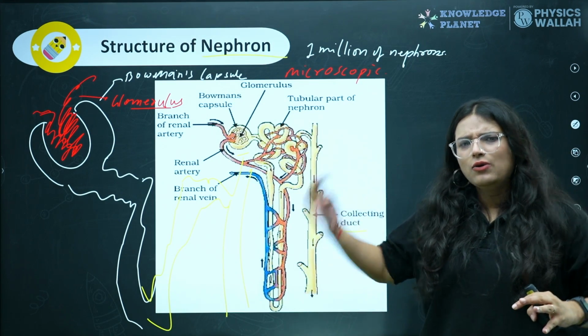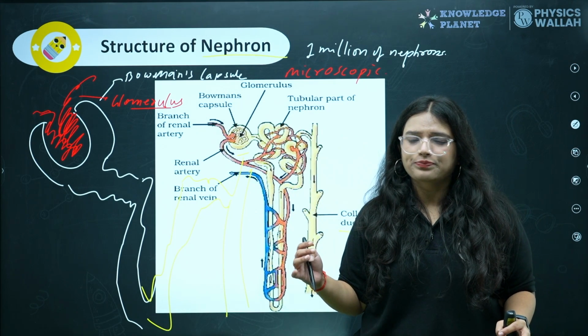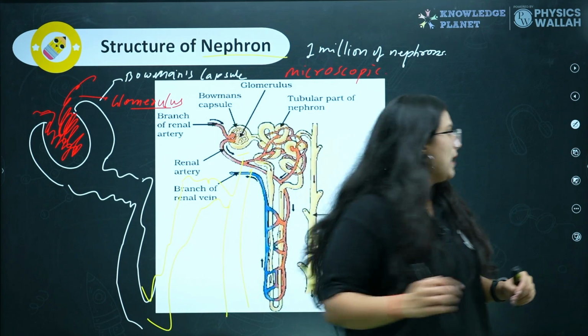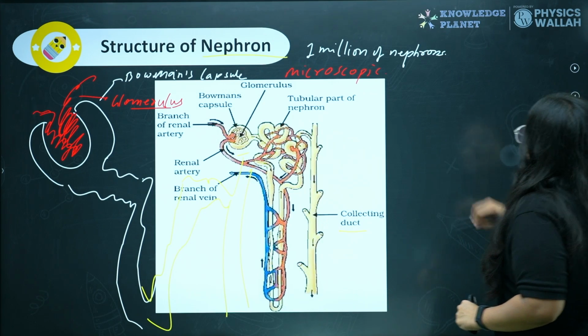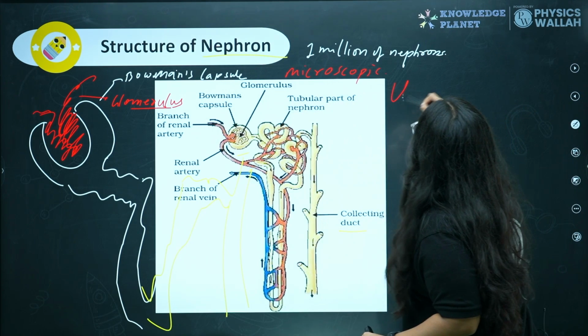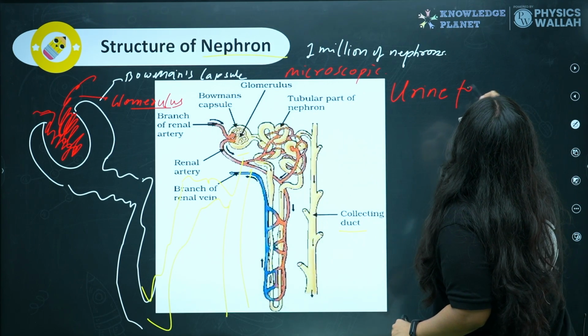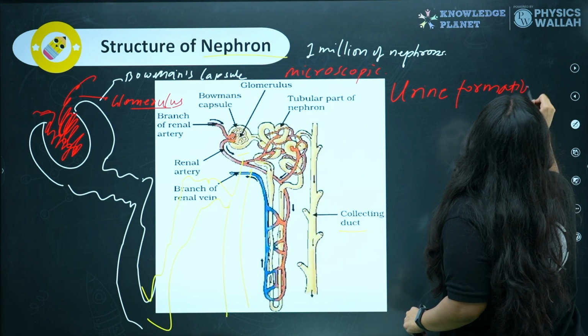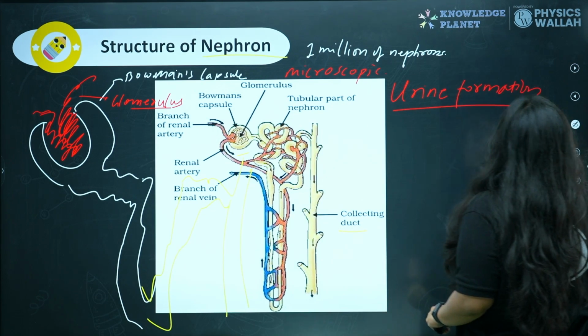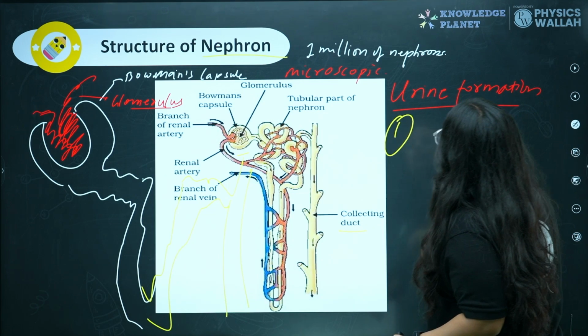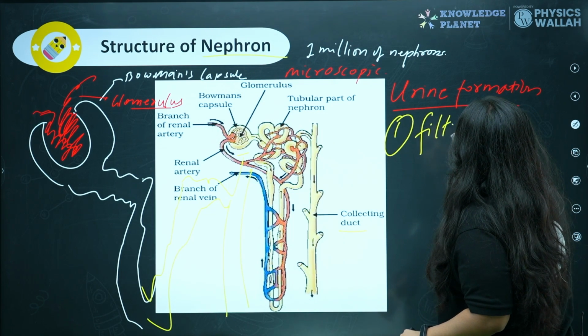But how is this urine formed actually, right? So let's see first the urine formation. It happens in three steps. Okay, first step is filtration.